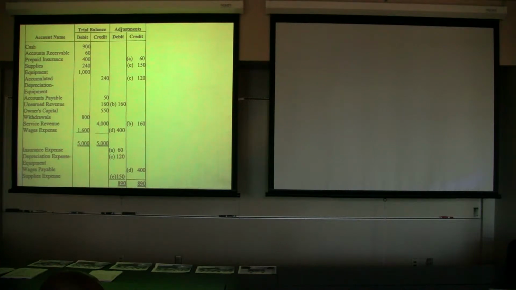So what it says is, $60 expired. So you're going to credit the asset, prepaid insurance, and you're going to debit insurance expense. So you credit the asset and you debit the expense.